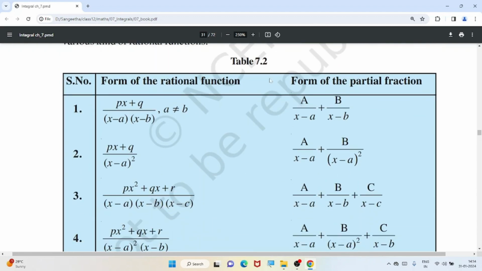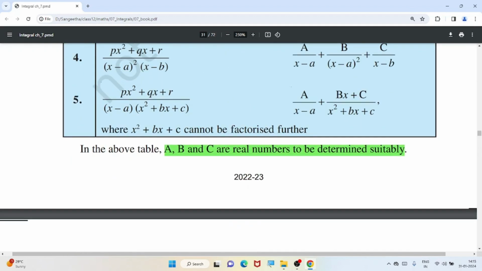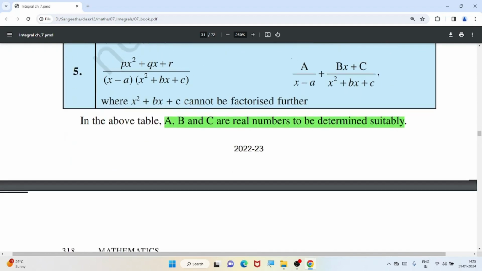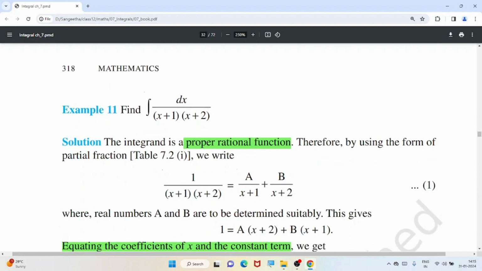So these are some of the partial fraction rules, how to write this in terms of A divided by x minus a. You will understand those rules if you solve this problem: integral of dx by (x plus 1) into (x plus 2).